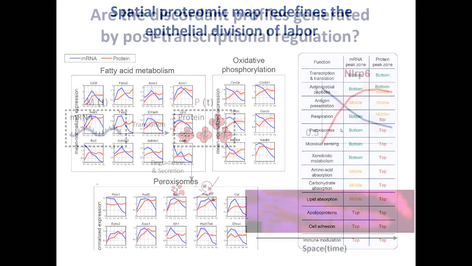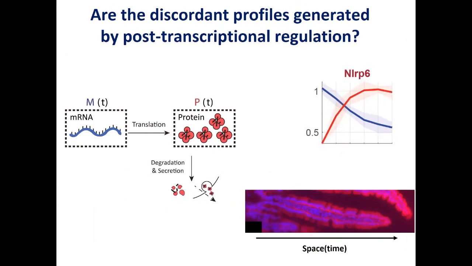Okay, now I'm going to switch to mechanisms. What gives rise to these profoundly different zonation patterns of RNA and protein? We know that RNA, denoted here by M, makes proteins through the process of translation, and we know that proteins are degraded or secreted. And both of these translation or secretion rates could depend on space. Remember, space and time here is equivalent, right?